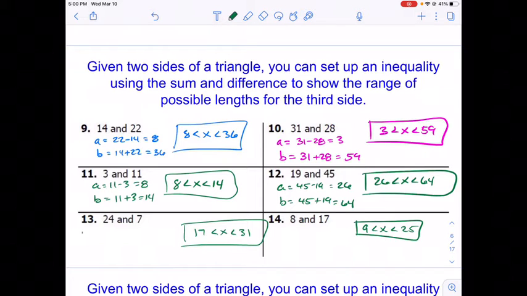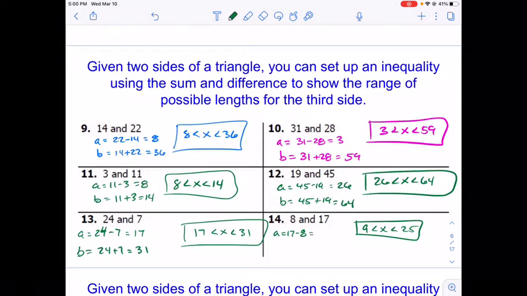So let's see where we got those numbers. For A, we're subtracting 24 minus 7. That's going to be 17. And for B, we add 24 plus 7, which is going to give us 31. For part A here, we're going to subtract 17 minus 8. It's going to be 9. And for part B, we're going to get 8 plus 17, which is going to be 25. So those are our boundaries for that.